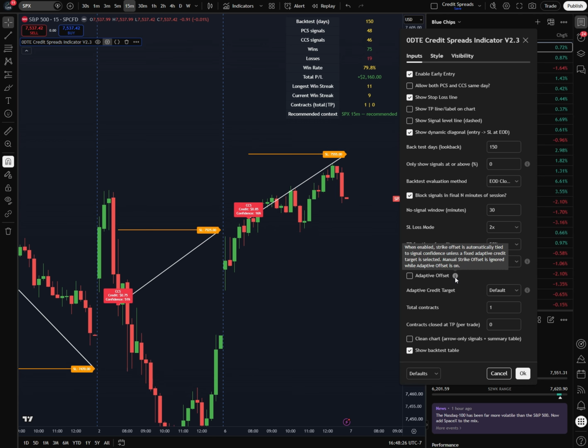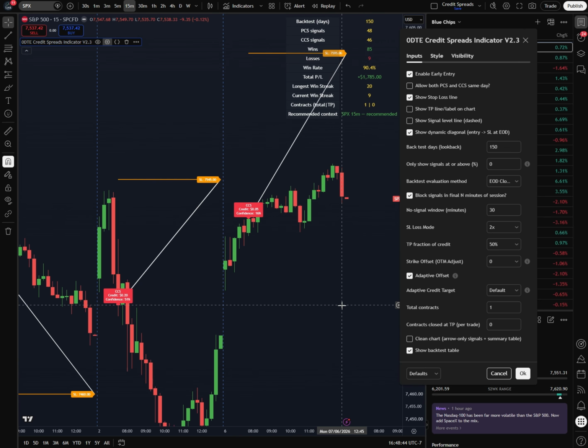offset. When enabled, strike offset is automatically tied to the signal confidence unless a fixed adaptive credit target is selected. Manual strike offset is ignored while adaptive offset is on. So if I do this, basically the lower the confidence here, the higher this will go. And the higher the confidence, the lower it will go. So basically it will adapt depending on the confidence.